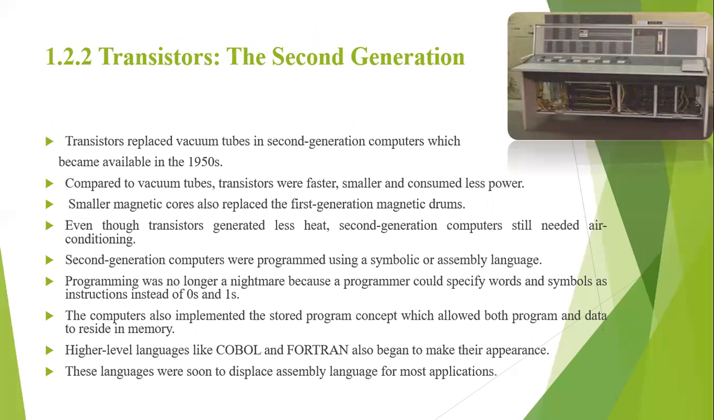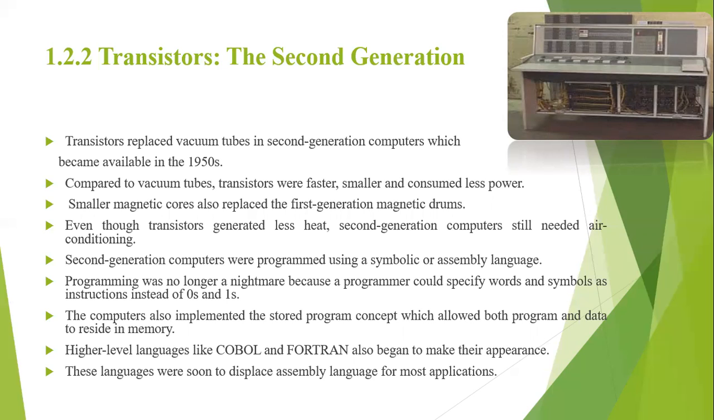Let us talk about second generation computers. First generation computers used vacuum tubes. Second generation computers replaced vacuum tubes with transistors, which became available during the 1950s. Compared to vacuum tubes, transistors were definitely faster, smaller, and consumed less power.